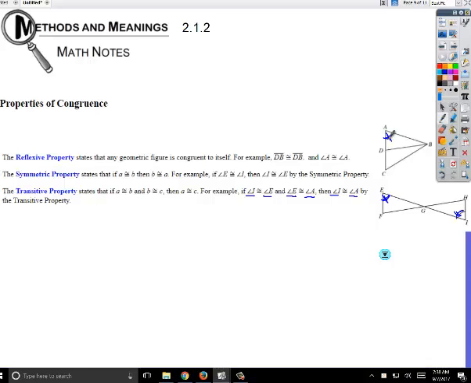So those are our three properties that are very useful in doing flow charts, which we will start today in class, which will lead to a two-column proof eventually, but that's where we're going.